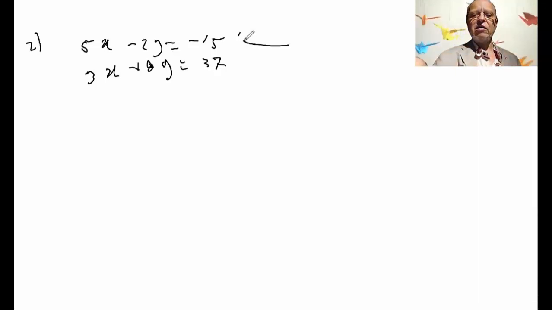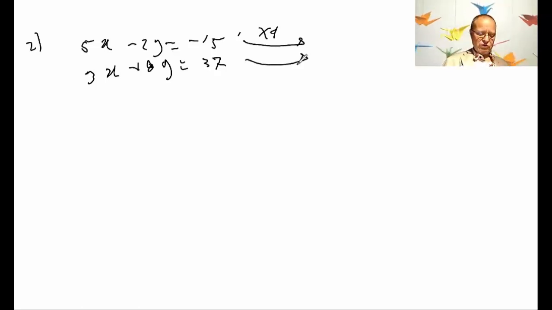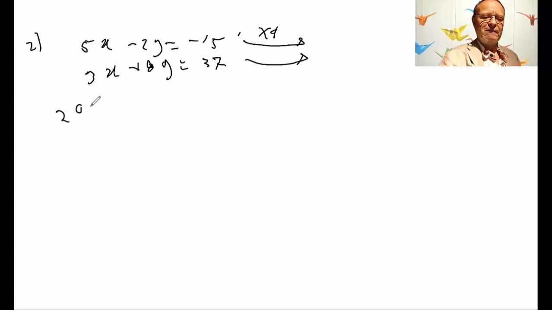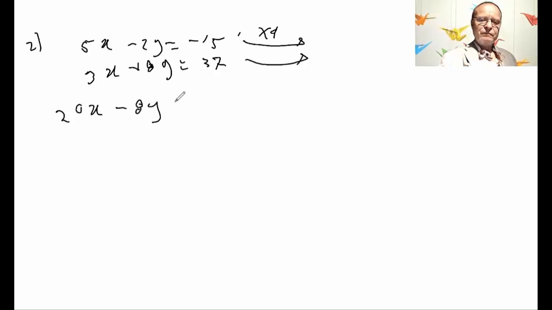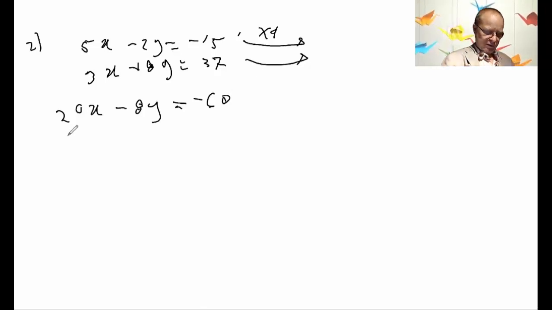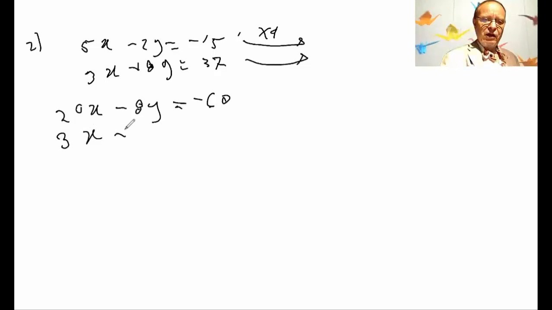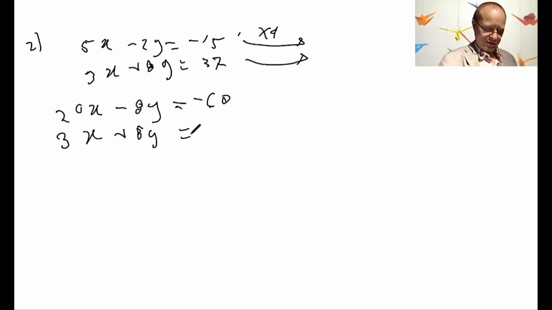And in this case, I'll take the top equation and I'll multiply it by 4, and I'll do nothing to the second equation. So if I take the top equation and I multiply it by 4, I get 20x minus 8y is equal to negative 60. And the bottom equation, I'll keep that the same. So that's 3x plus 8y is equal to 37.